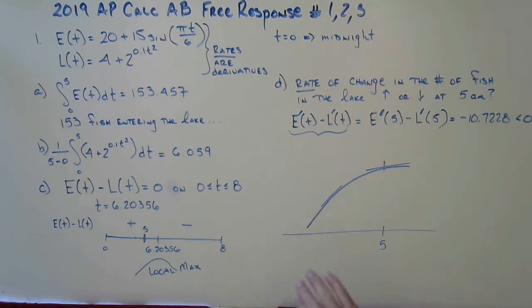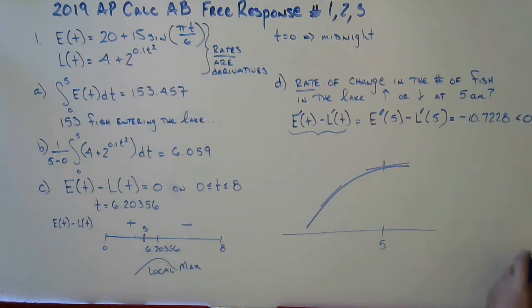So the number of fish coming into the lake is increasing, but it's increasing slower than it was maybe at 3 a.m. or 2 a.m. or something like that. That's question number 1. Like I said, that was also a BC question. So now we'll move on to question number 2.